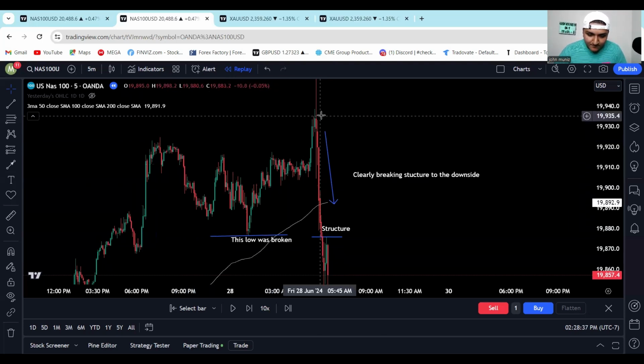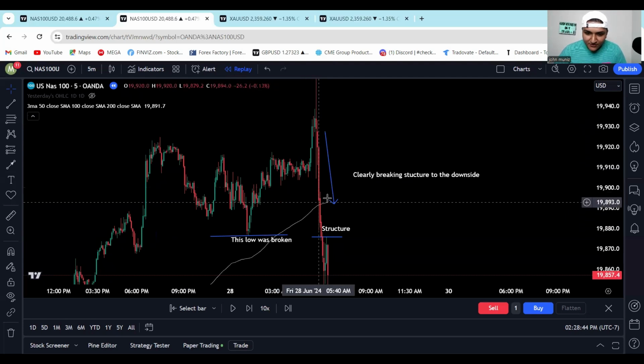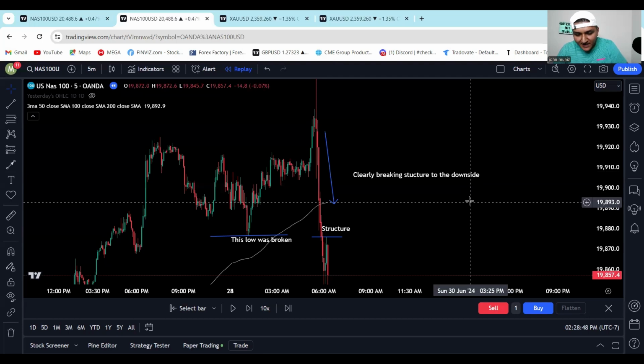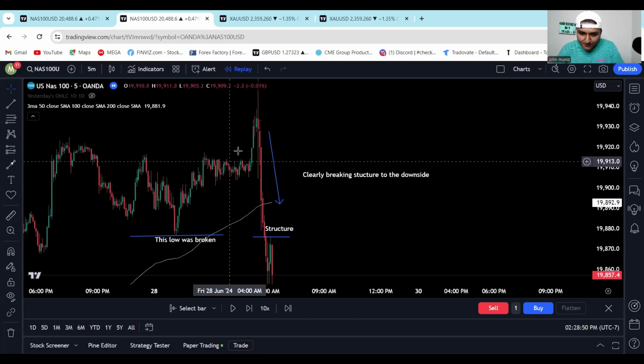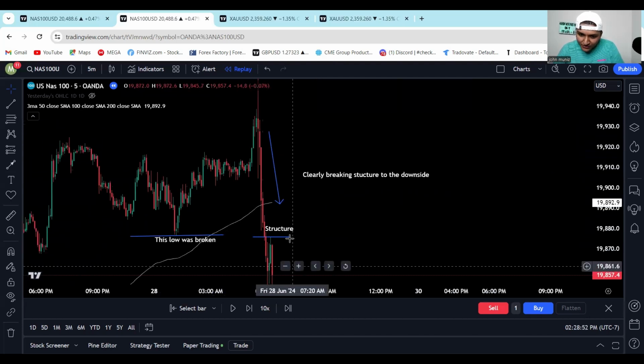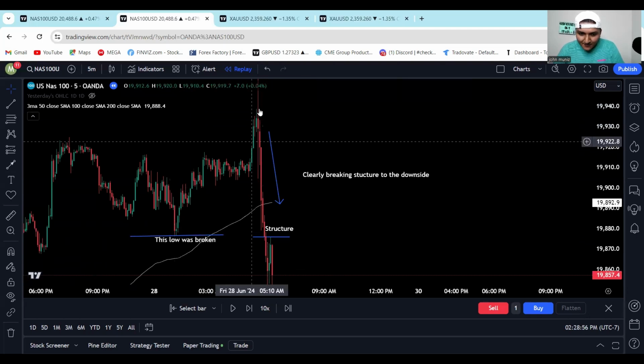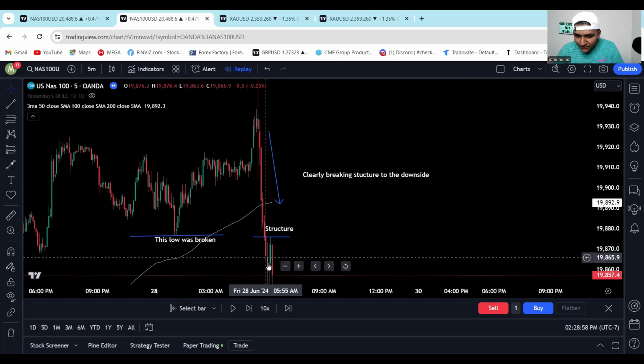And we push up, and it says, what does an uptrend look like when it's breaking structure to the upside? As you can tell, we're clearly breaking structure to the downside, right? We're pushing up. It broke structure to the downside. It broke this here, right? This was the last structure we had. It came down. It broke structure down here.